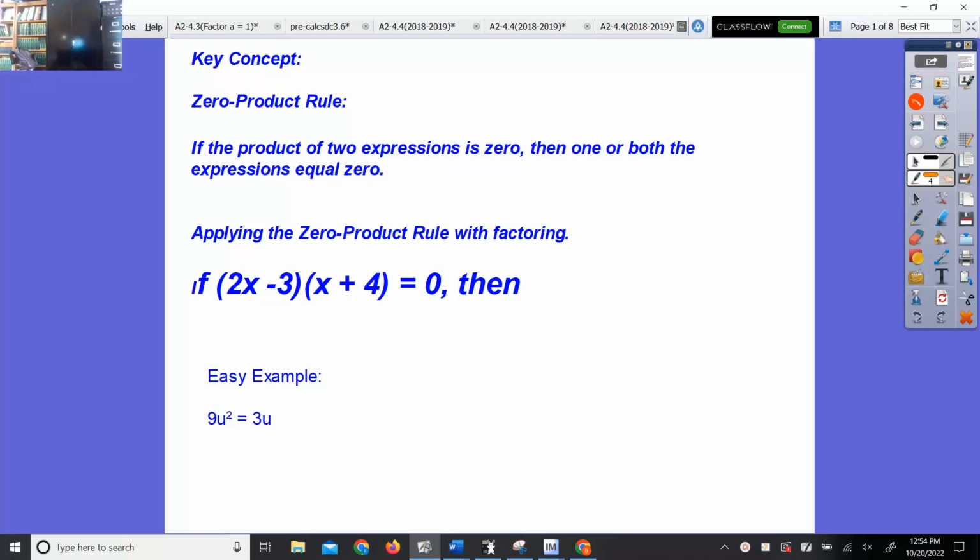I changed the next example. It's not the same as when you have your notes. I think your notes say x minus 3 times x plus 4. It should say 2x minus 3.